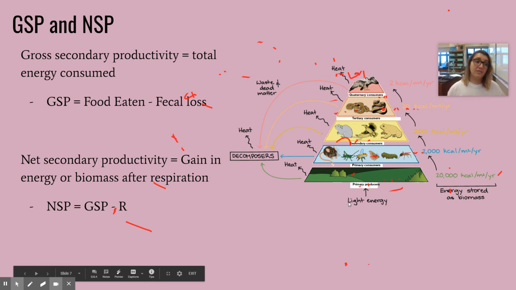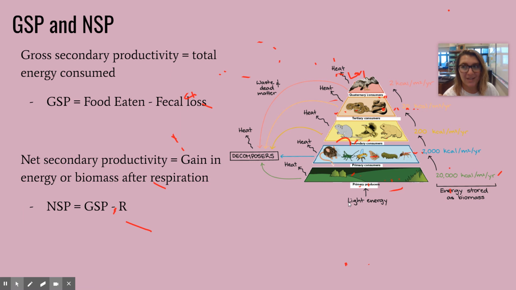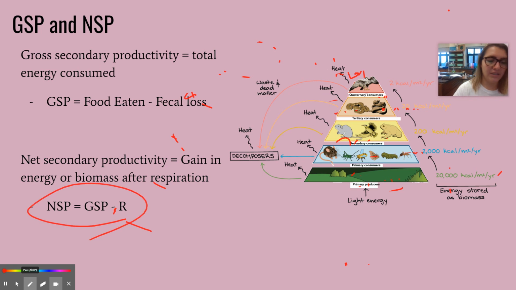All right, so we had NPP and GPP. Now we have GSP and NSP. So this is gross secondary productivity, which is total energy consumed. So GSP equals food eaten minus fecal loss. So this is the amount of energy that stays in our body. And then we have net secondary productivity, which is the gain in energy or biomass after respiration. So this is why we gain weight right here.